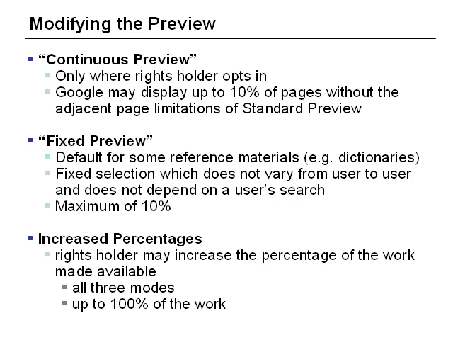In all three search modes, standard, continuous, and fixed, a rights holder may choose to increase the percentage of the work made available up to 100% of the work. Everything we've discussed so far is really just a variation on the Google Book Search in its current form. However, the settlement also opens up a whole host of new opportunities for Google and for copyright owners with respect to their works. The first of these new opportunities is the consumer purchase model.